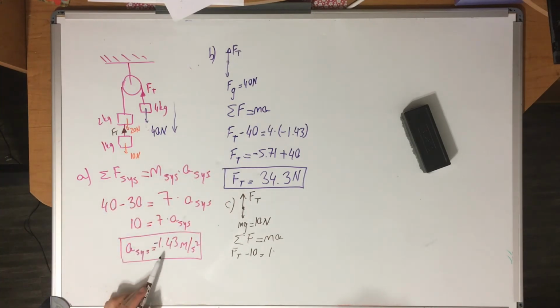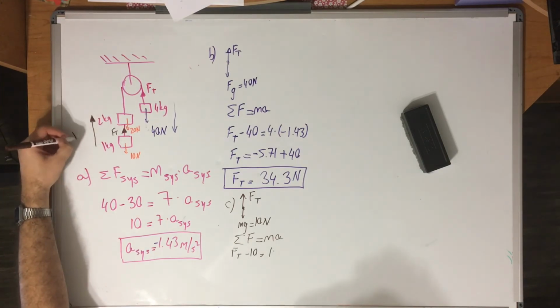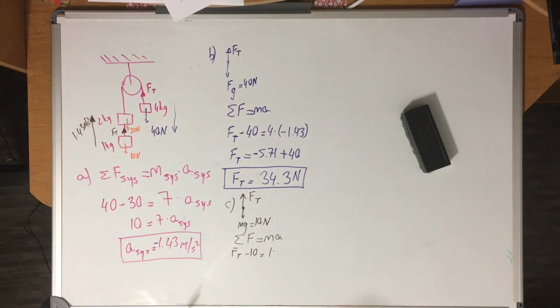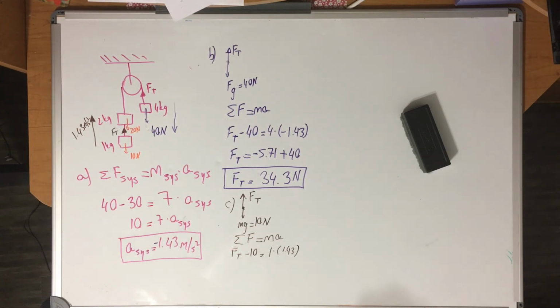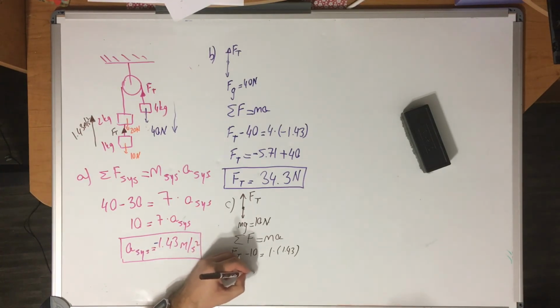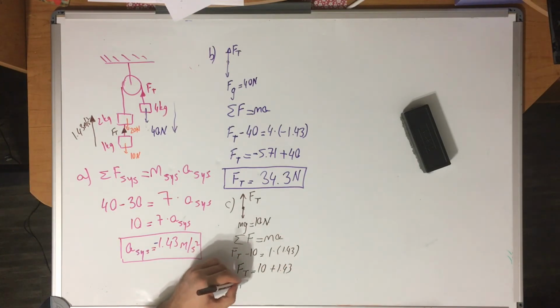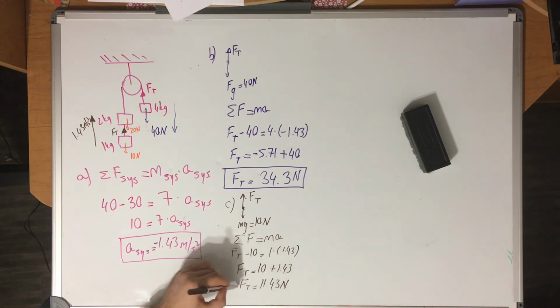So we calculated the acceleration, and that is the acceleration for the system, which means this 1 kilogram object is also accelerating with 1.43 meters per second squared. But this guy is accelerating upwards, so that is going to be positive 1.43 meters per second squared. Then your F tension will become 10 plus 1.43, so your tension then will be 11.43 newtons in total.